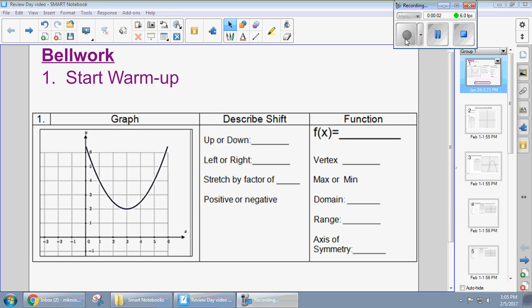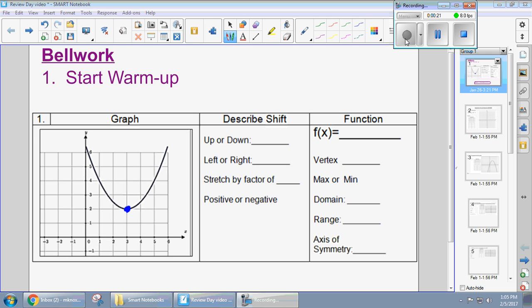Okay, everybody, we are going to get started on your warm-up. You should have your warm-up sheet out on your desk. And let's look at number 1 here. We are given a graph and we need to write the function.